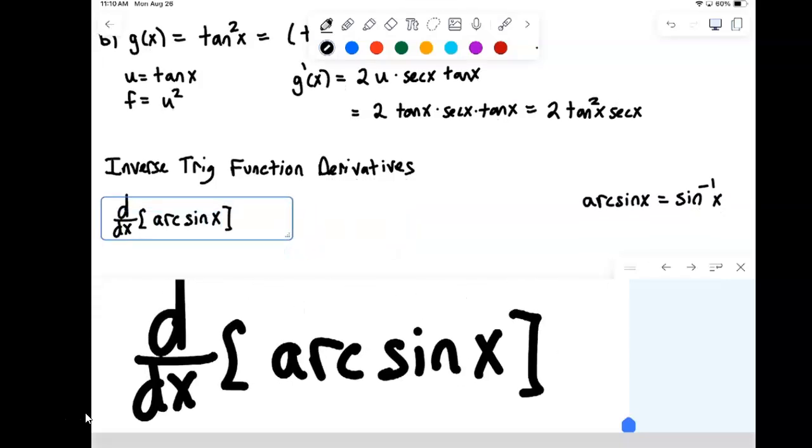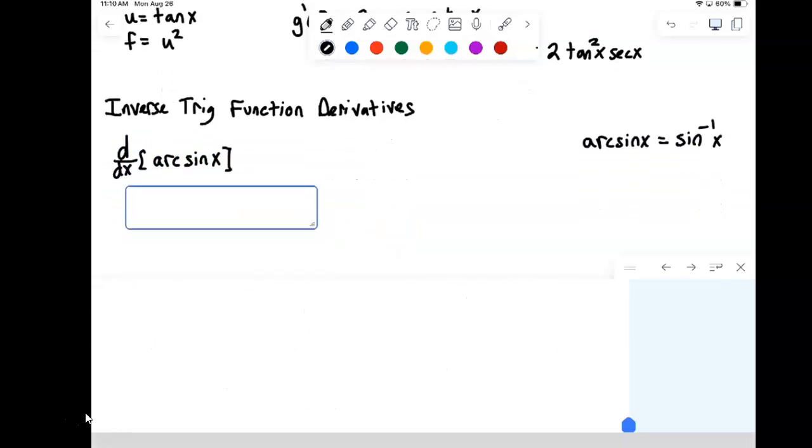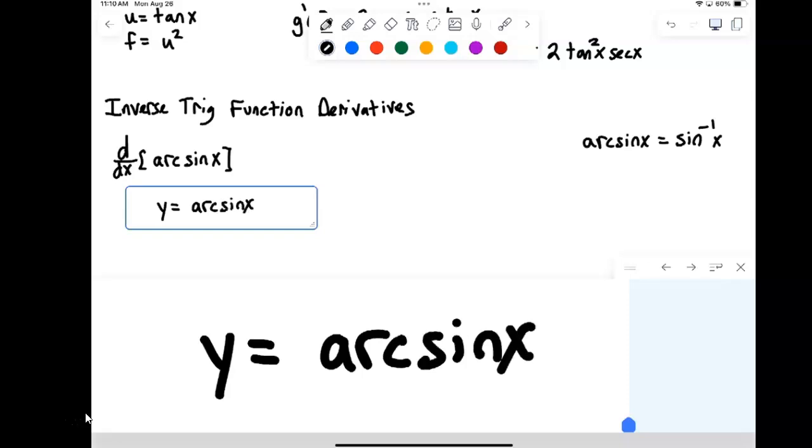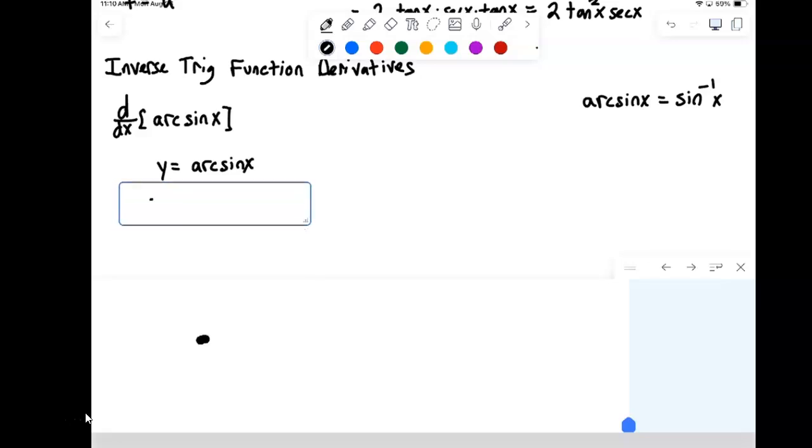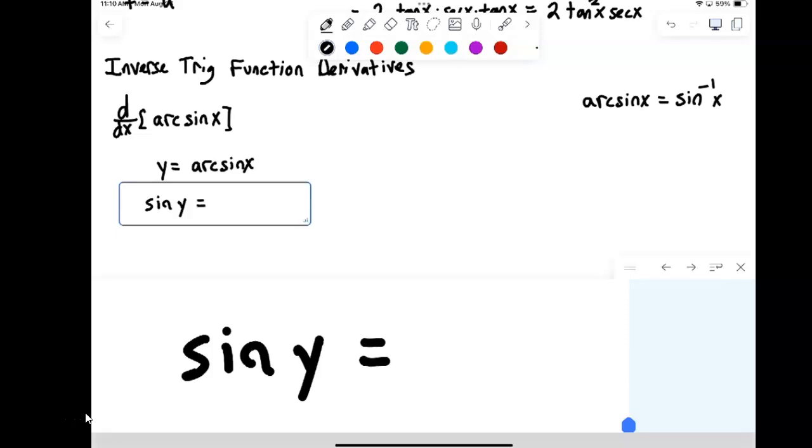So to do the derivative of an inverse trig function, we first write the relationship down as y equals arc sine of x. We then use the inverse condition to rewrite the equation as sine of y equals x, so we apply basically a sine to both sides. If y is the arc sine of x, then sine of y is equal to x, because arc sine tells you the angle that you need to apply sine to get x. So if we apply sine to y, we should get x.